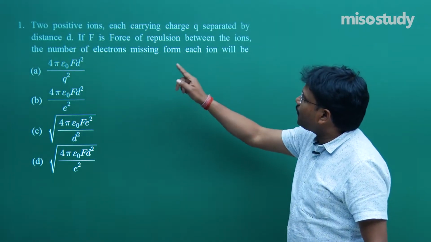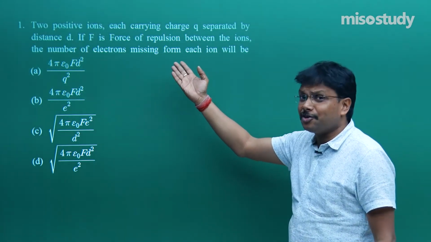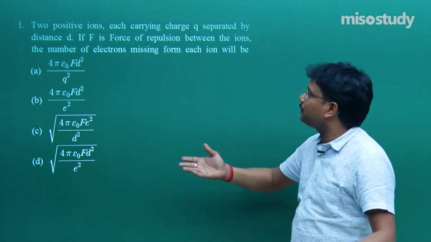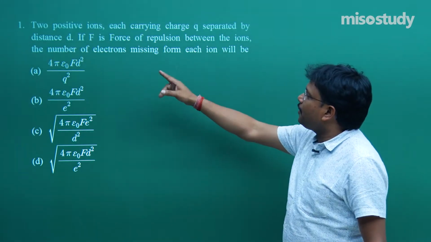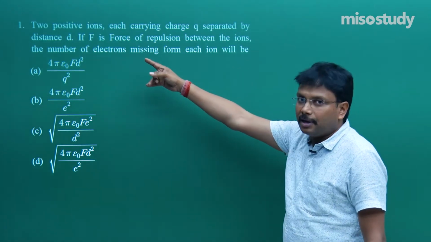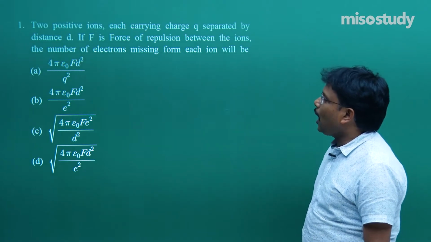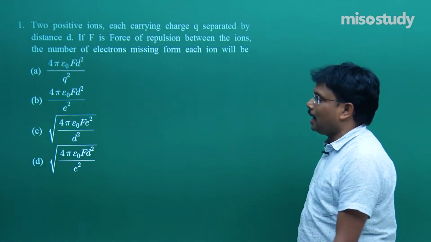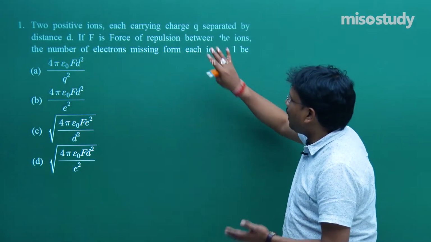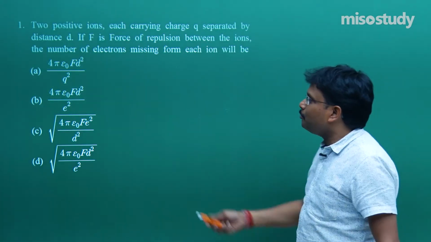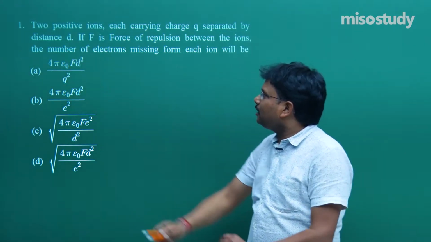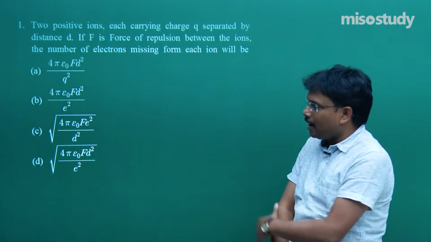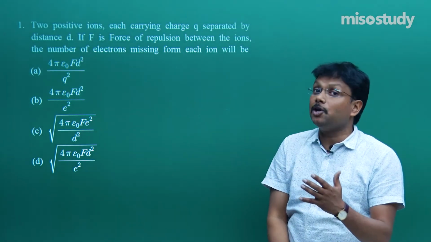Now F is the force of repulsion, which is now mentioned, so the question is now in a very easy format. If F is the force of repulsion between these positive ions, then you have to find the number of electrons missing from each ion. Till now everything is fine, but the moment you come to this line, find the number of electrons missing from each ion, how can you find it? This is the natural question that may come to your mind.